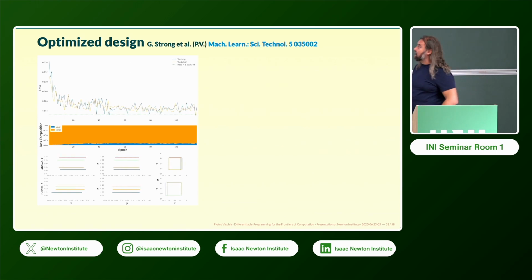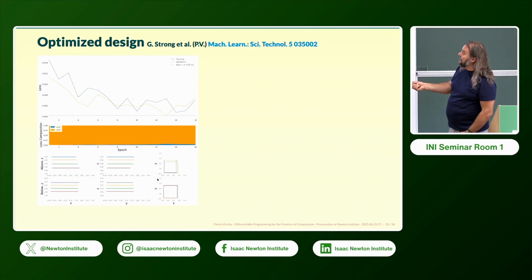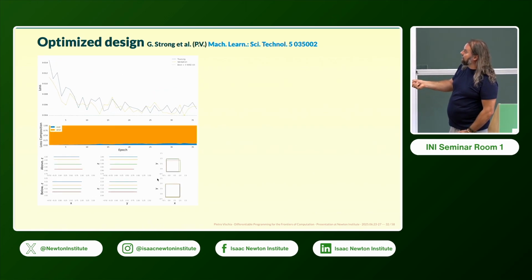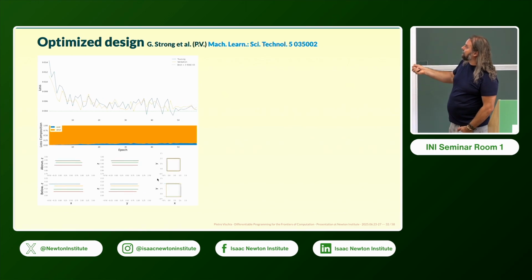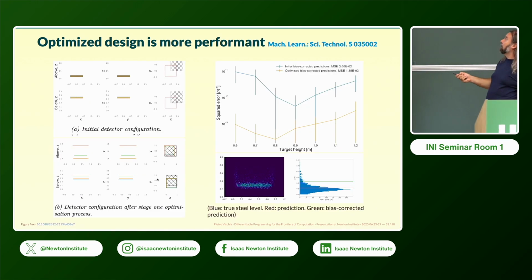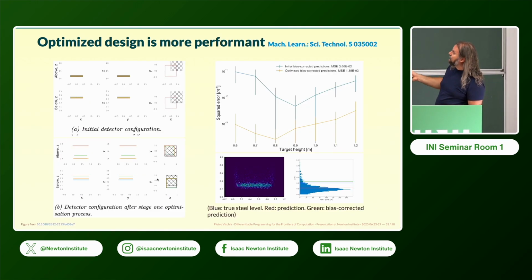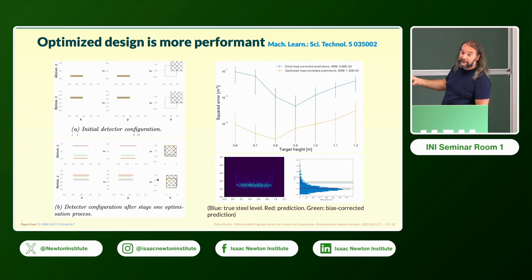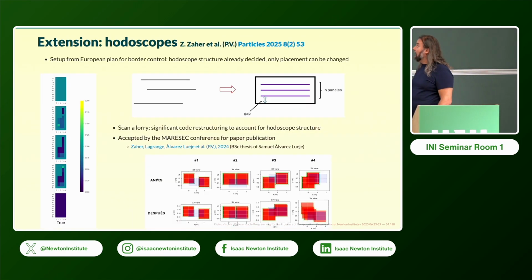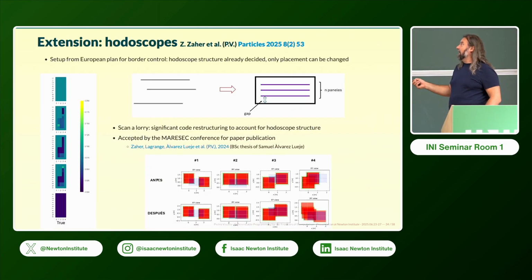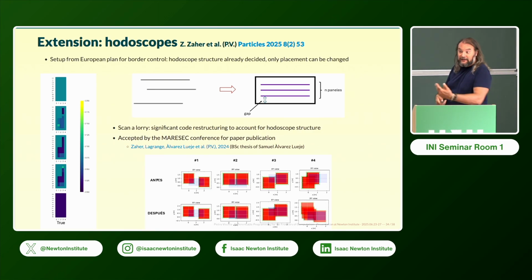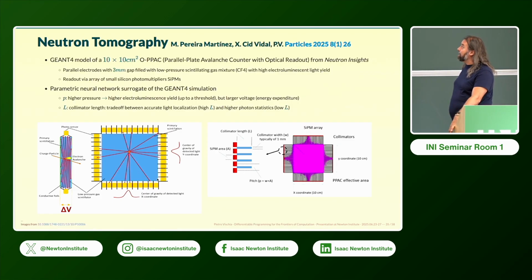And with this optimization method, we have shown that you can optimize the position and the size of the detectors to get good predictions, better predictions actually, for the fill level of steel in the furnace. So the square error before optimization is larger than the one after the optimization. We extended it to have more constraints on the panels, but conceptually the results are the same.